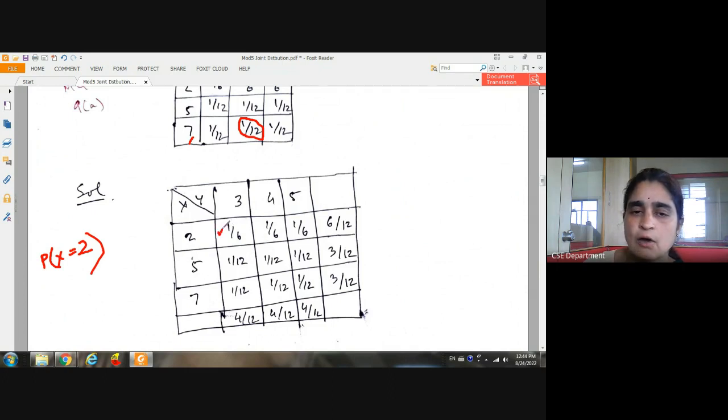So this outcome, this one, and this one. Really, x equal to 2, y equal to 3; x equal to 2, y equal to 4; x equal to 2, y equal to 5. Really, x is equal to 2. So if someone asks what is the probability x equal to 2, don't bother about the y value, I don't care. What's the chance that x equal to 2?